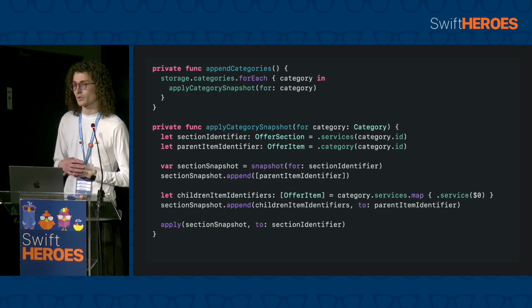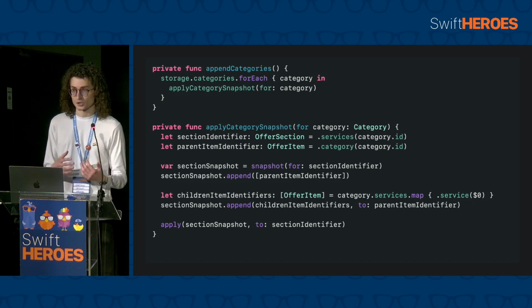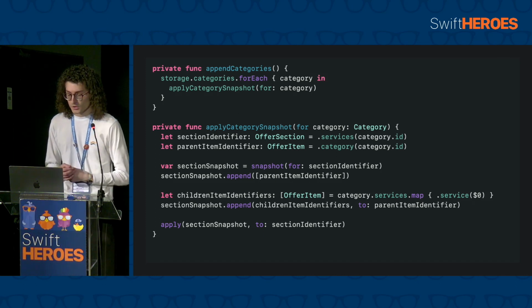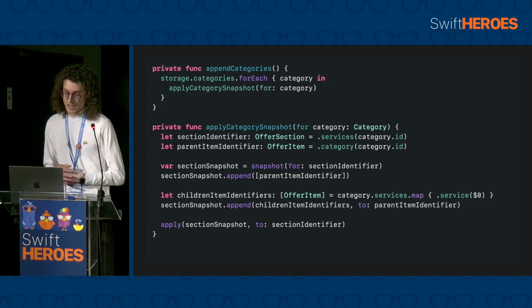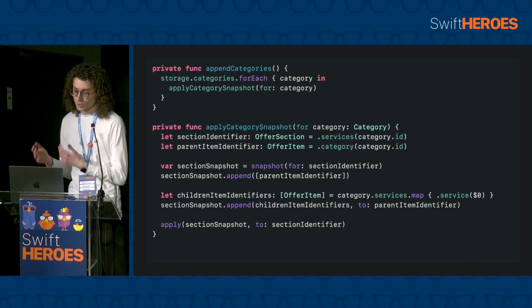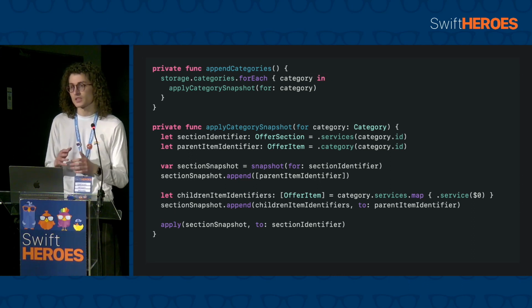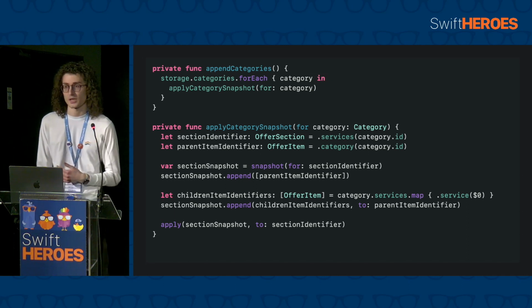Then we're going to look up the categories in our storage, and for each category, we will create a section snapshot. So we will get a copy of the section snapshot, and then again, we need to create a relationship between the items. So we will append the category item first, and then append all of the service children items to the category item. And then we can finally apply the snapshot.